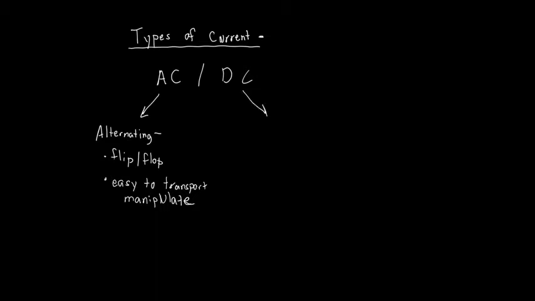Now DC, it's constant. It's called a direct current. So we know the value that it has at all times. It stays constant. But it's hard to transport and hard to manipulate.